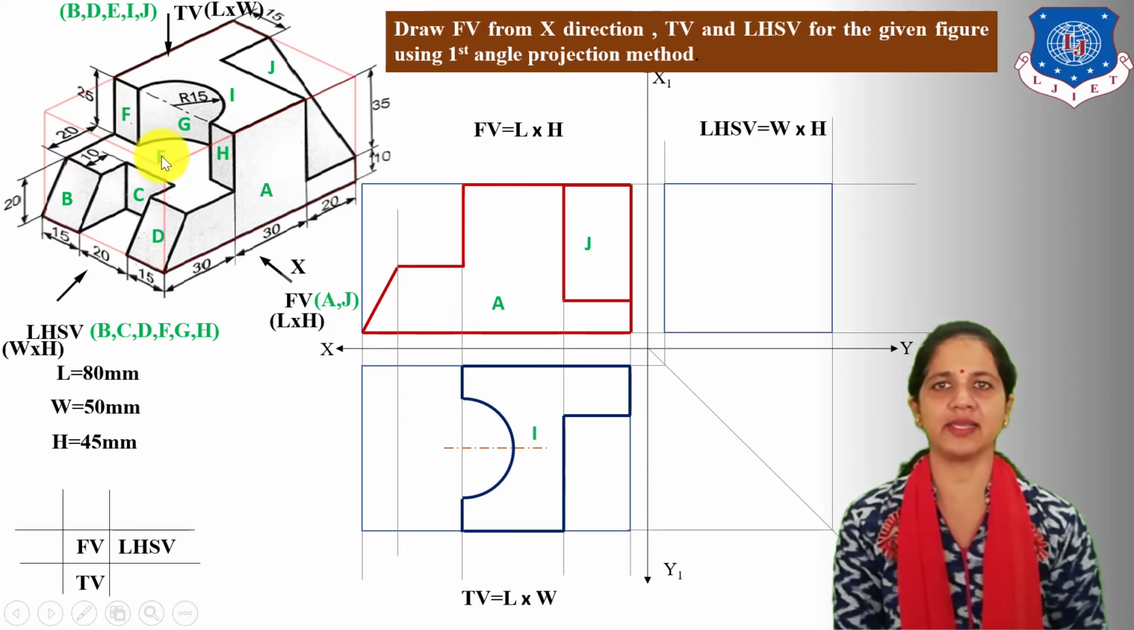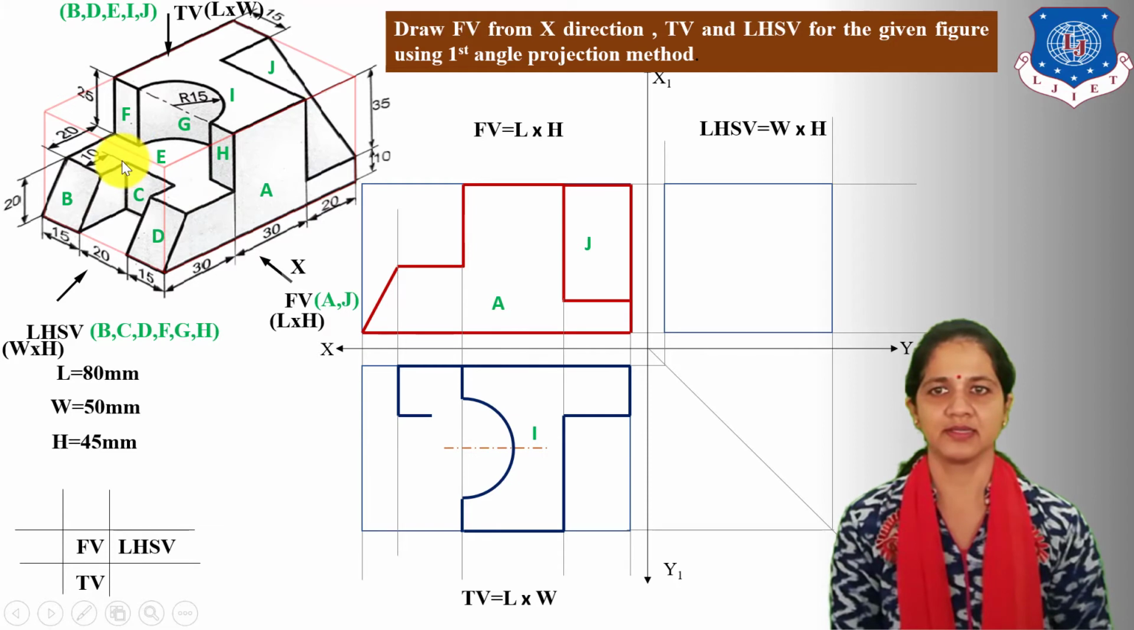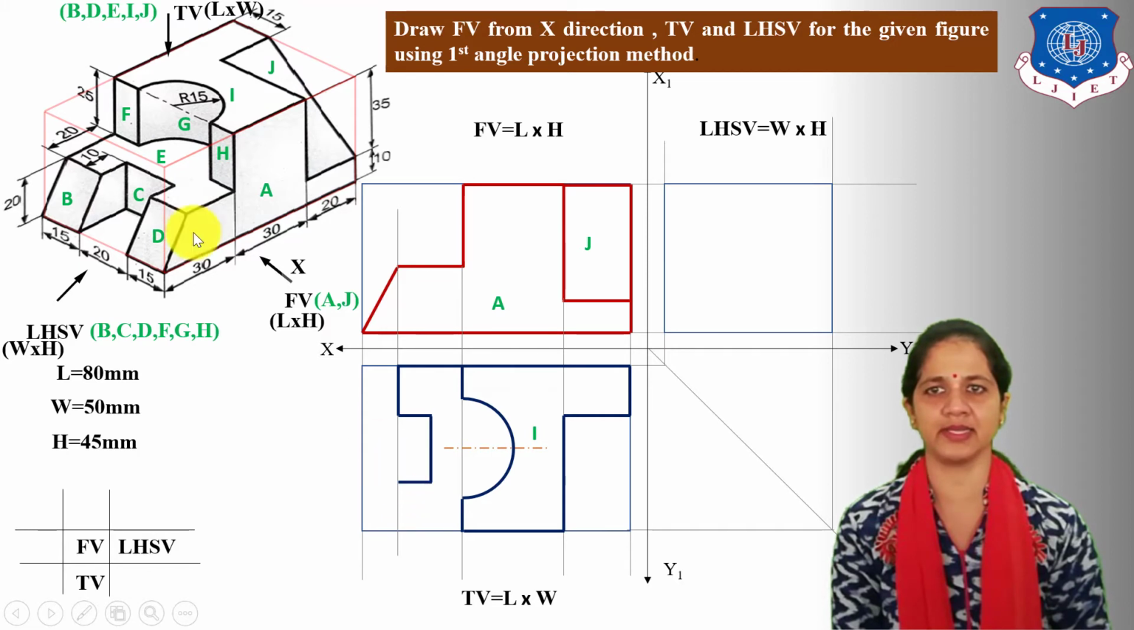Next, locate the E surface. First, draw a 20 mm length line of the E surface from this point. Next, locate a 10 mm length line, then a 20 mm width line, again a 10 mm length line and a 15 mm width line. At last, connect these 2 points. So this indicates the E surface.